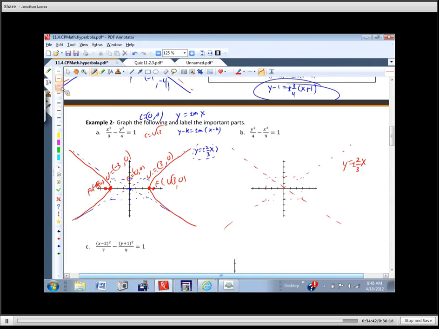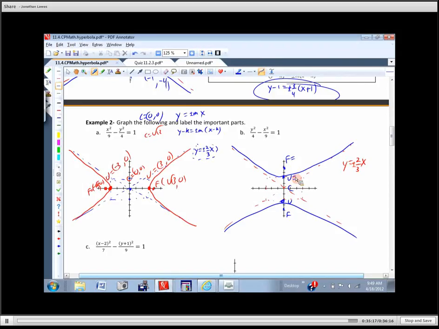The big difference here is on this one, the y is positive, so that means we open up and down. So we've got this coming down here, touching that point, going like that. Same thing down here. How far is it to a focus? Same thing, square root of 13, so it's in between 3 and 4. So there's a focus. And there's a focus. And we could label the vertex, or vertices, and the center.